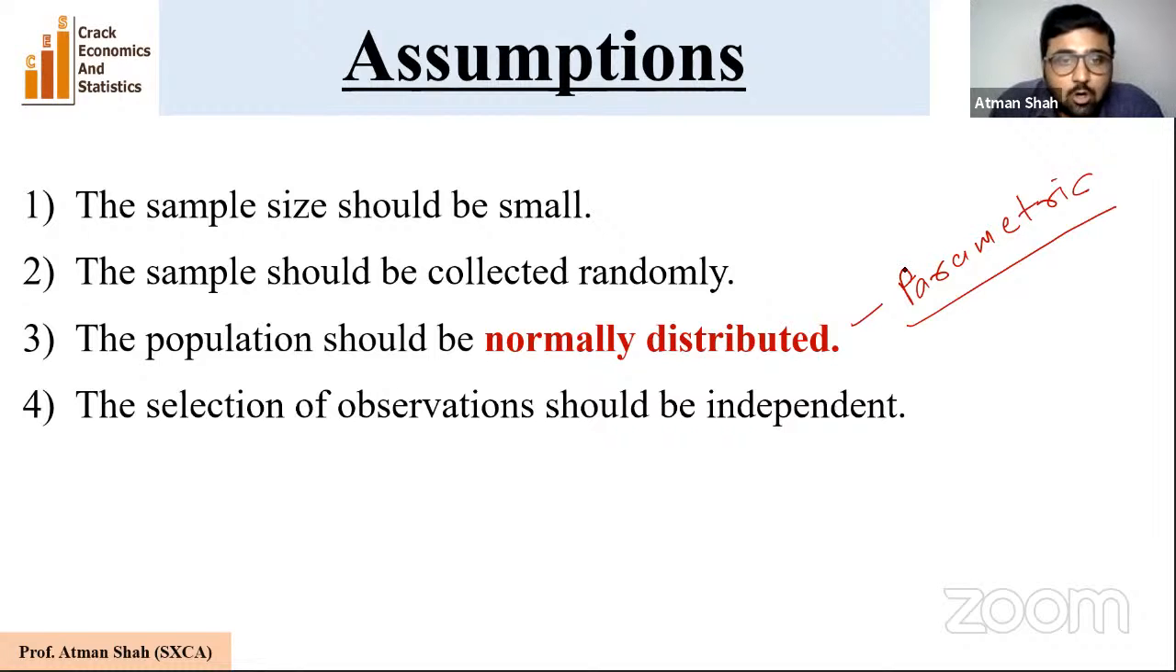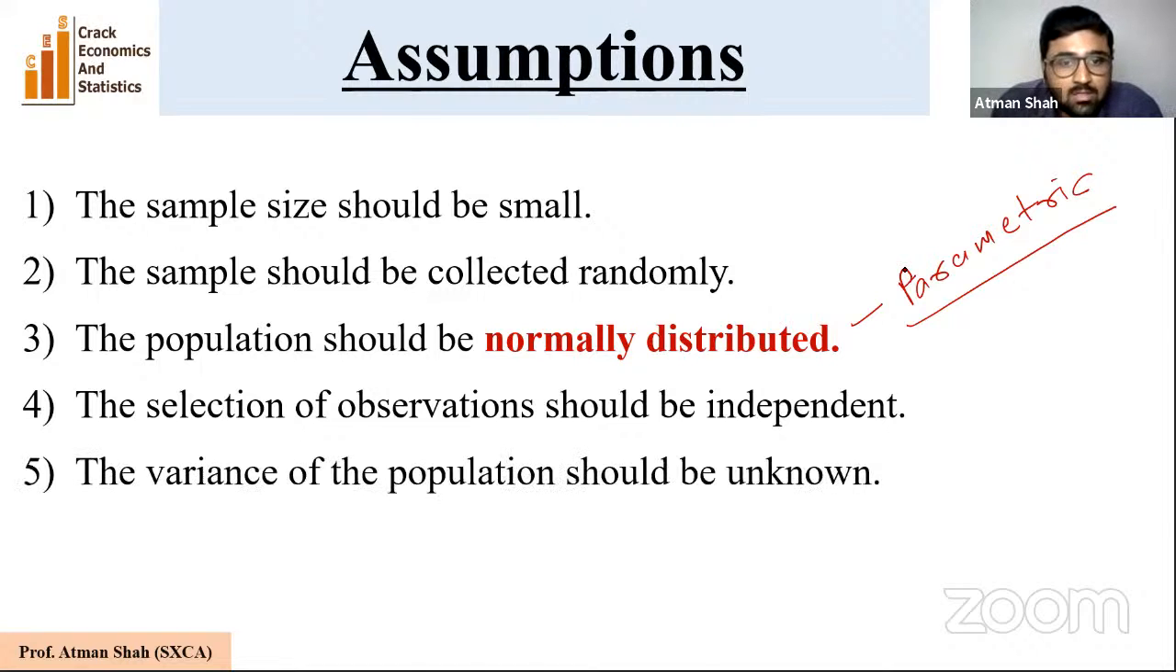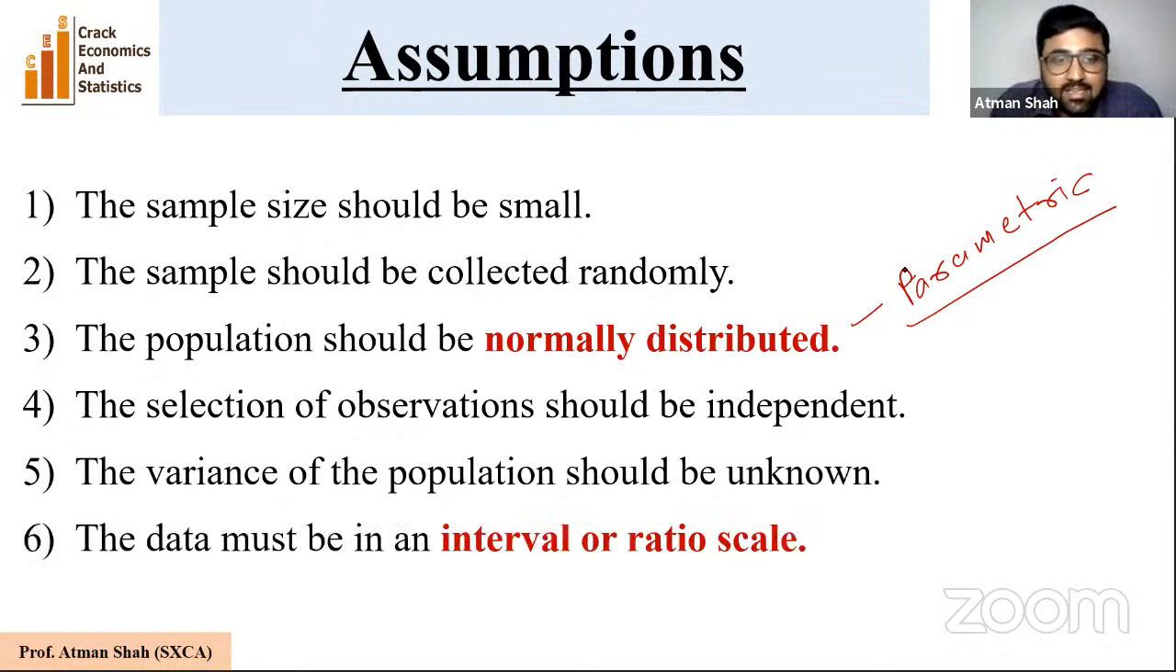Fourth, the selection of observations should be independent of each other. Fifth, the variance of the population should be known. And sixth assumption, the data must be an interval or ratio scale, which means that we need a quantitative data, a continuous data to perform all t-tests. Since these two assumptions are required, all t-tests are parametric. So if we have nominal or ordinal data, we cannot perform t-test.